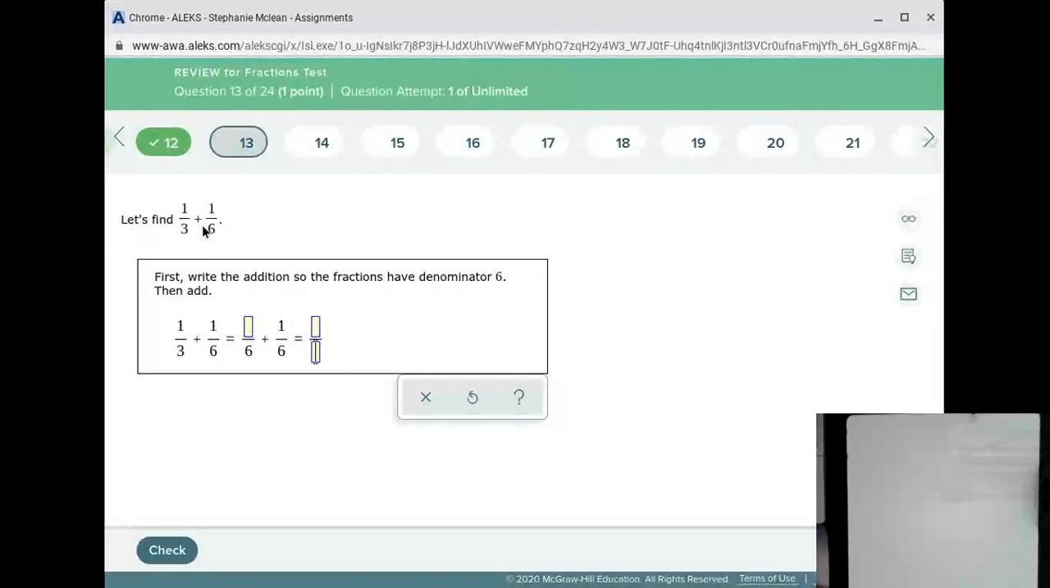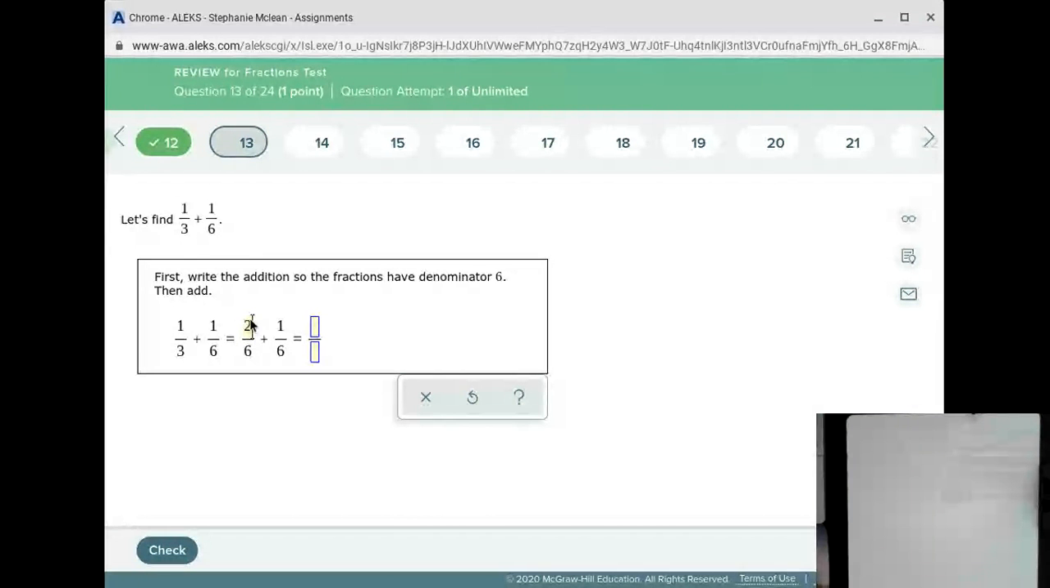So let's find 1/3 plus 1/6. You have to get a common denominator. What did they multiply 3 by to get 6? They multiplied 3 by 2. Whatever you multiply the bottom by, you have to multiply the top by as well. So 3 times 2 is 6, and 1 times 2 is 2.